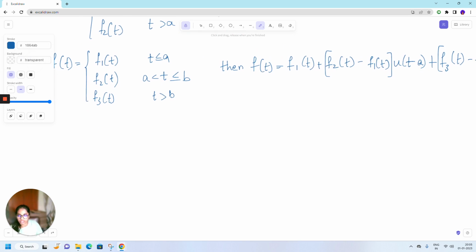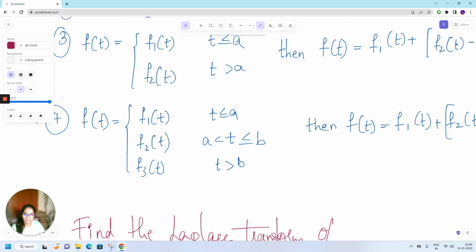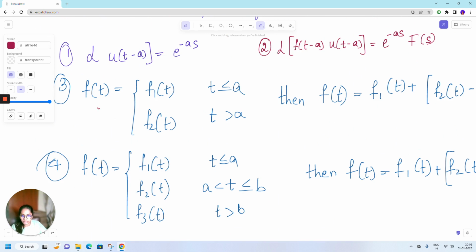suppose you get a question, say find the Laplace transform of f of t is equal to 2t, where 0 is less than t less than pi, and 1 when t is greater than pi. Now compare this function with these two properties. Clearly it is in the form of the third property.